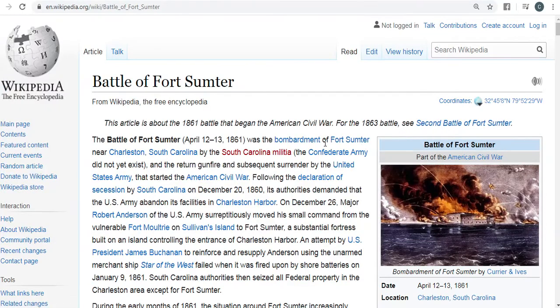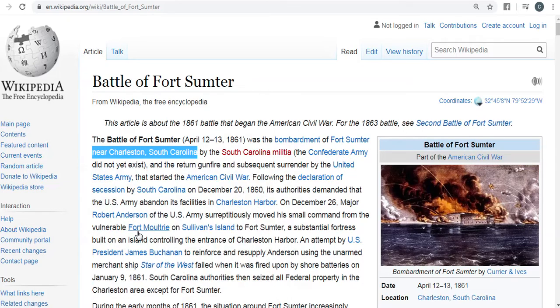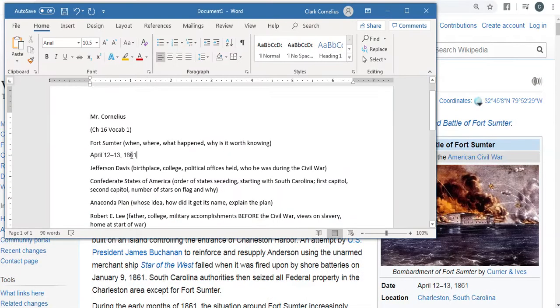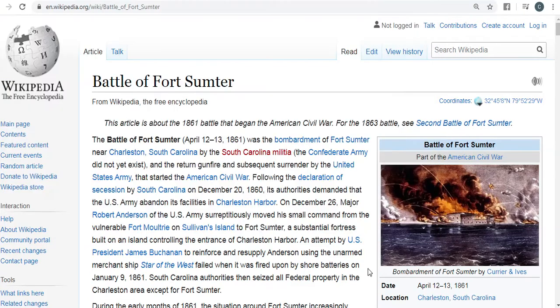Okay. And then I go back to my article, and I'm looking at it. The bombardment of Fort Sumter near Charleston, South Carolina. So there's Charleston, South Carolina. Okay, there's my next answer. Going back to Word. When, where? Well, paste. Okay. What happened? I'm going to have to do a little bit of reading on that, but probably shouldn't take very long. Let's see.